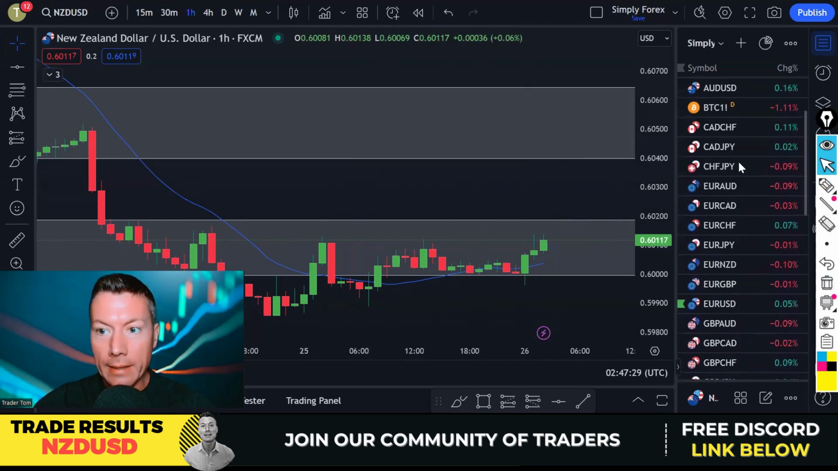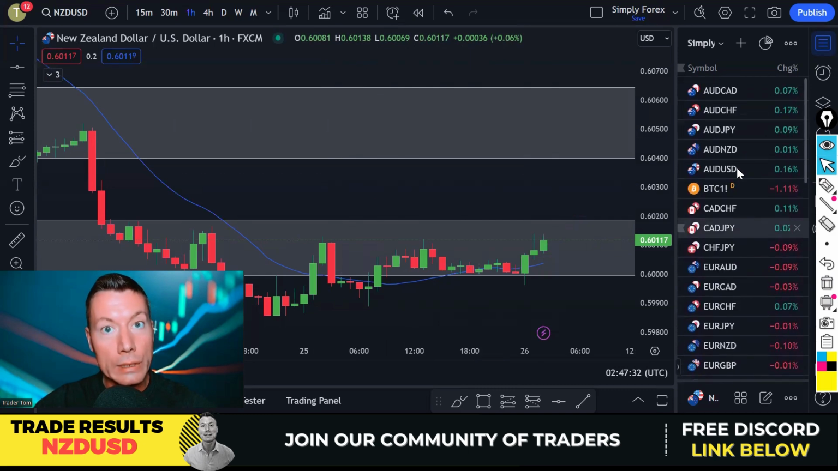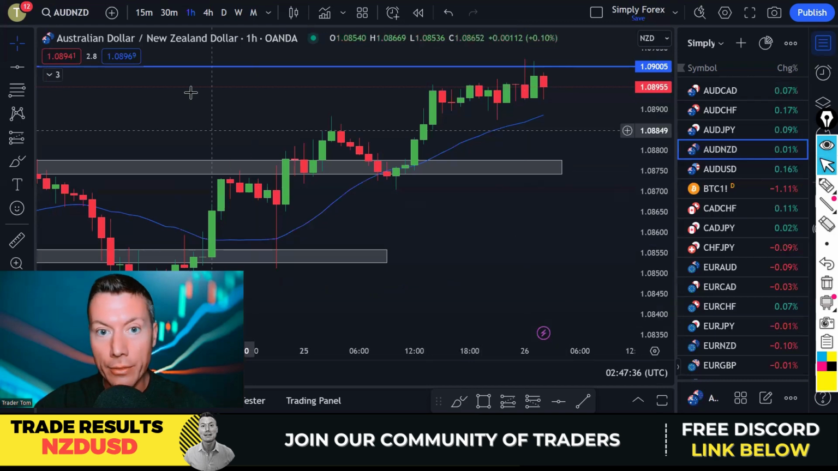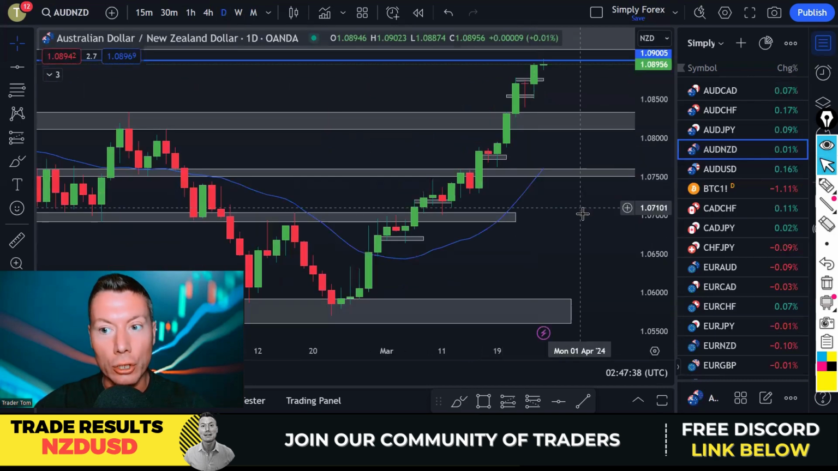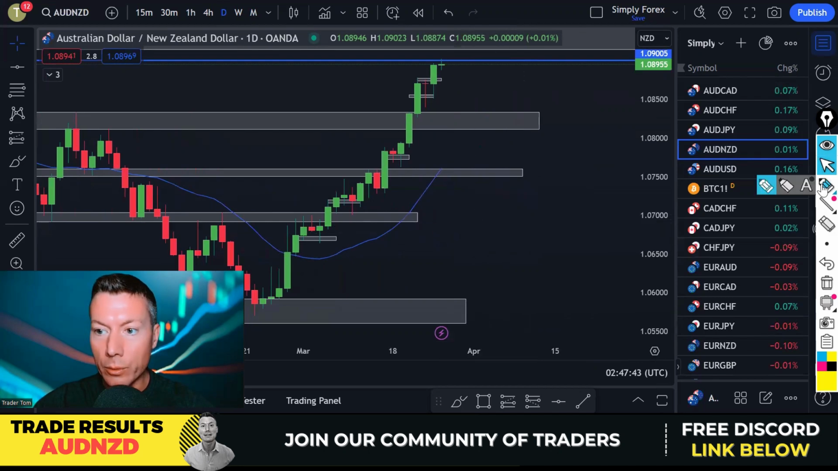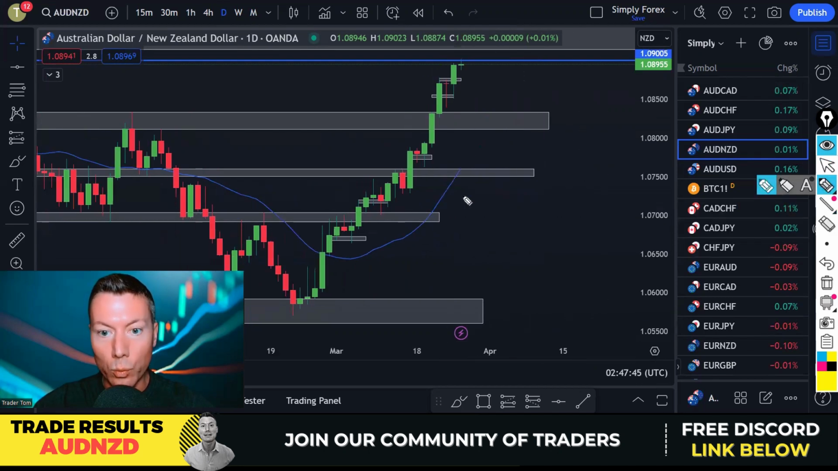And yesterday, guys, was all about New Zealand dollar weakness. And in hindsight, the best trade from yesterday was Aussie dollar New Zealand dollar, right? And let's explain why. So again, New Zealand dollar weakness. We wanted to buy Aussie dollar New Zealand dollar. It's in a super duper bullish, super bullish trend. Look at that.